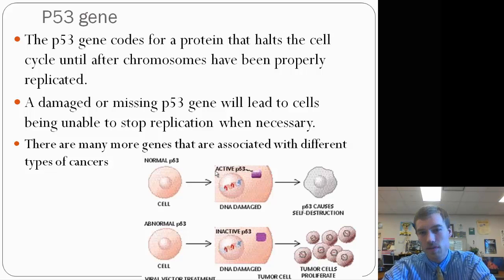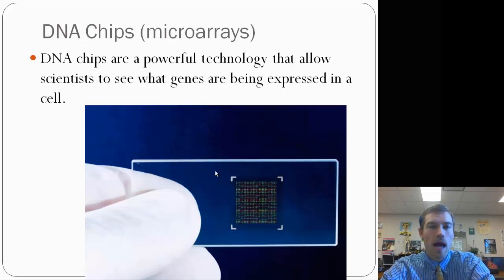There are lots of other genes that are involved in different cancers. There's the BRCA1 and 2 genes that are involved in breast cancer. But again, most of the time cancer is a combination of environmental and genetic factors, and it's also generally a multifactorial, multi-gene genetic issue where you can have multiple genes all working together to form cancer. So how does this relate to DNA chips or microarrays?